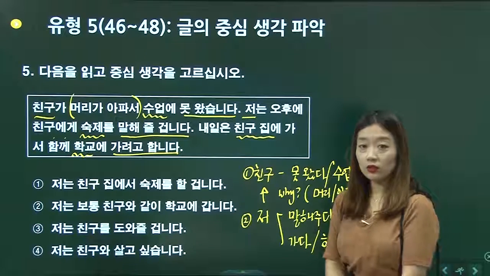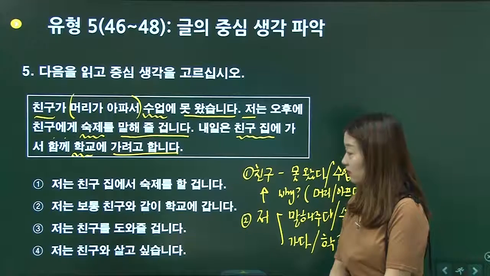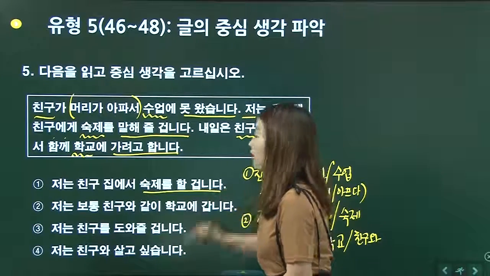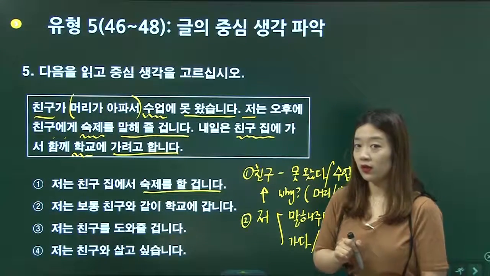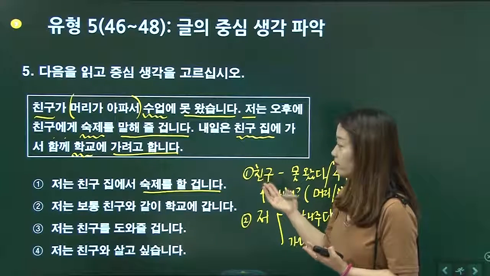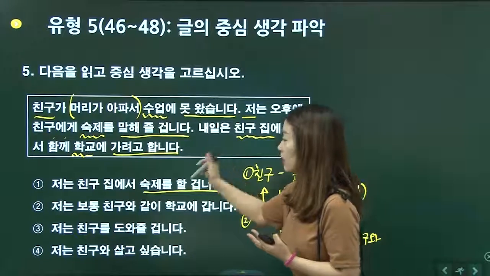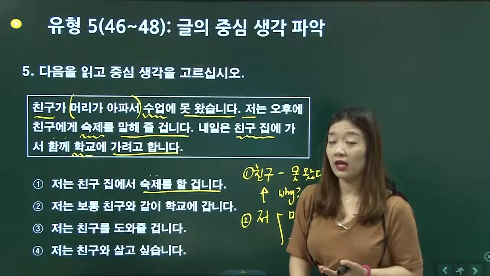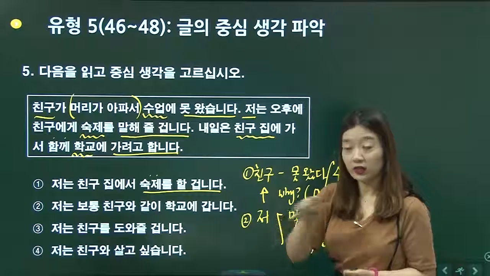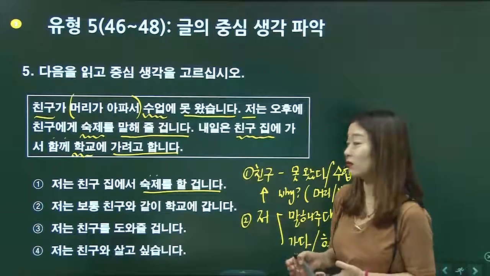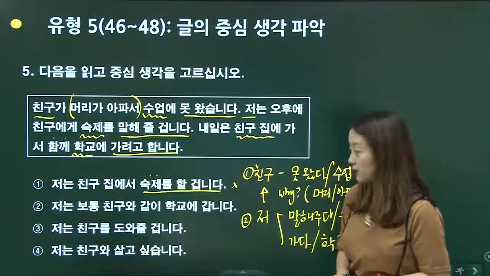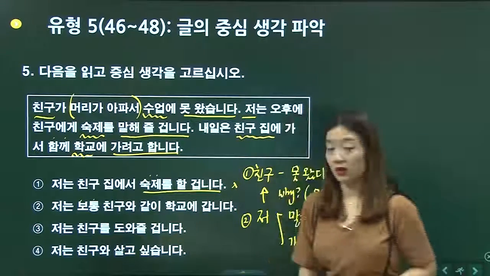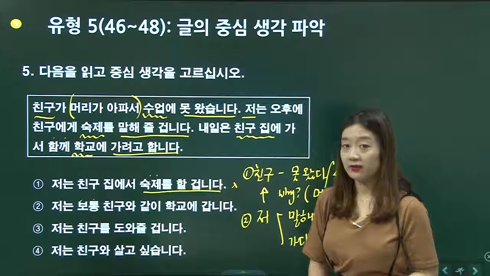Number one, 저는 친구 집에서 숙제를 할 겁니다. Okay, here we go. 숙제를 할 겁니다. Do my homework, right? There's a mention of homework, but I will tell my friend what today's homework is, right? It doesn't mean I will do my homework at my friend's house, right? It can be wrong. Number two, 저는 보통 친구와 같이 학교에 갑니다. 보통 means normally, usually, something like that, right?